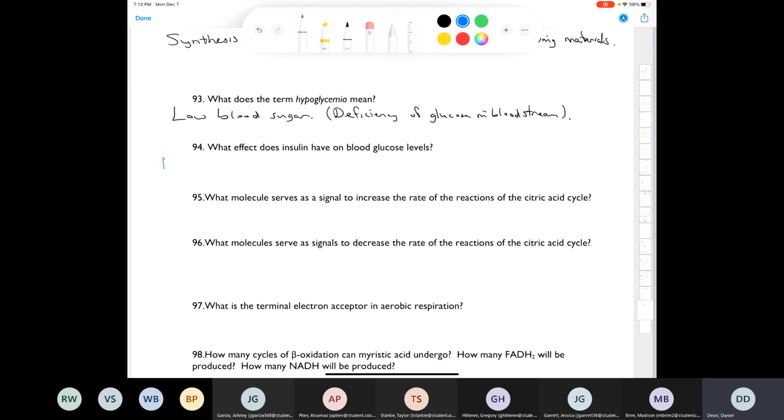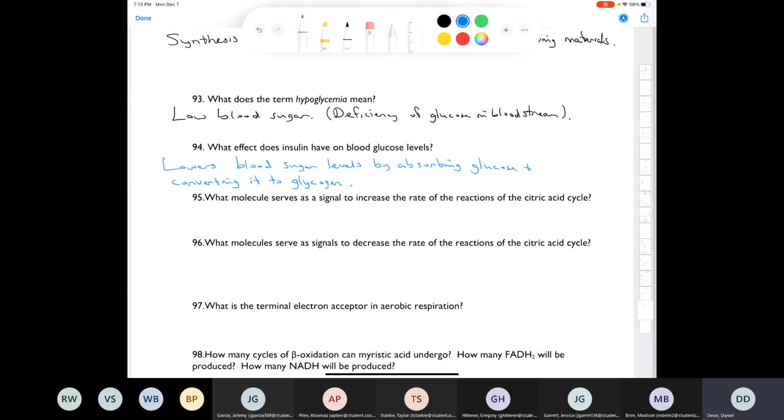So insulin lowers blood sugar levels by absorbing glucose, and converting it to glycogen.